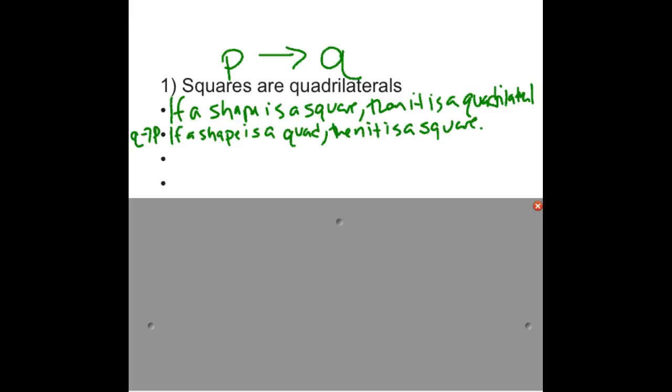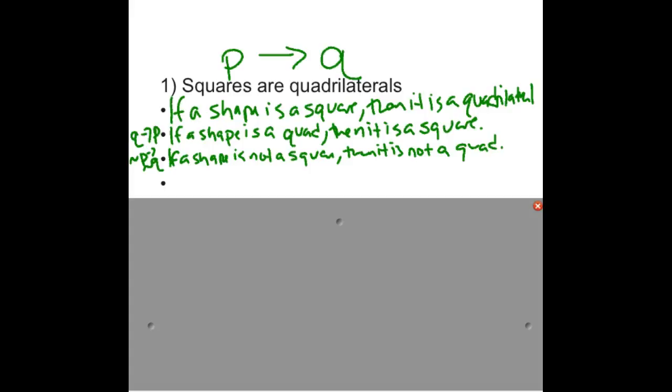Remember, the inverse now says not P means not Q. So we're going to go back to the conditional. If a shape is a square, then it is a quadrilateral. We're just going to negate it. If a shape is not a square, then it is not a quadrilateral.